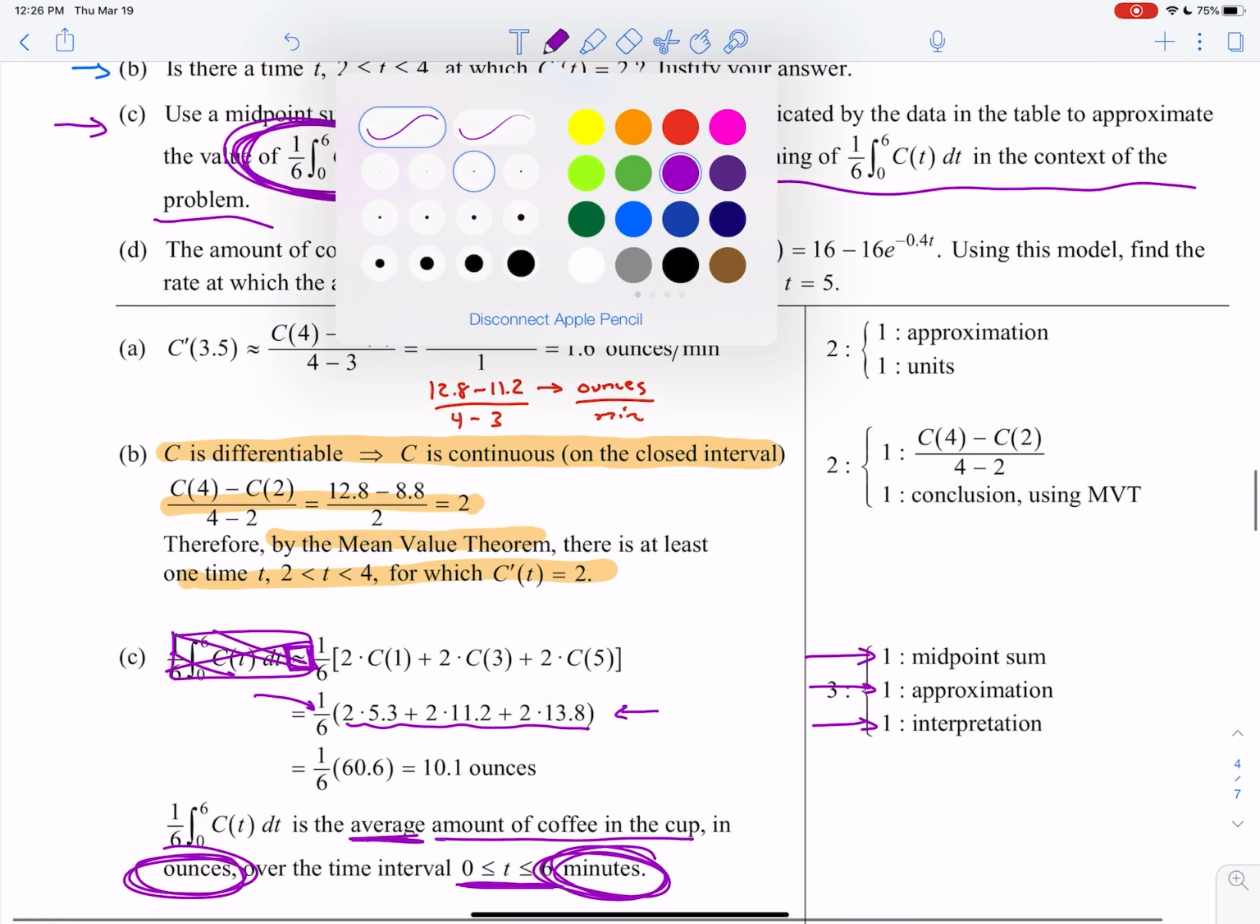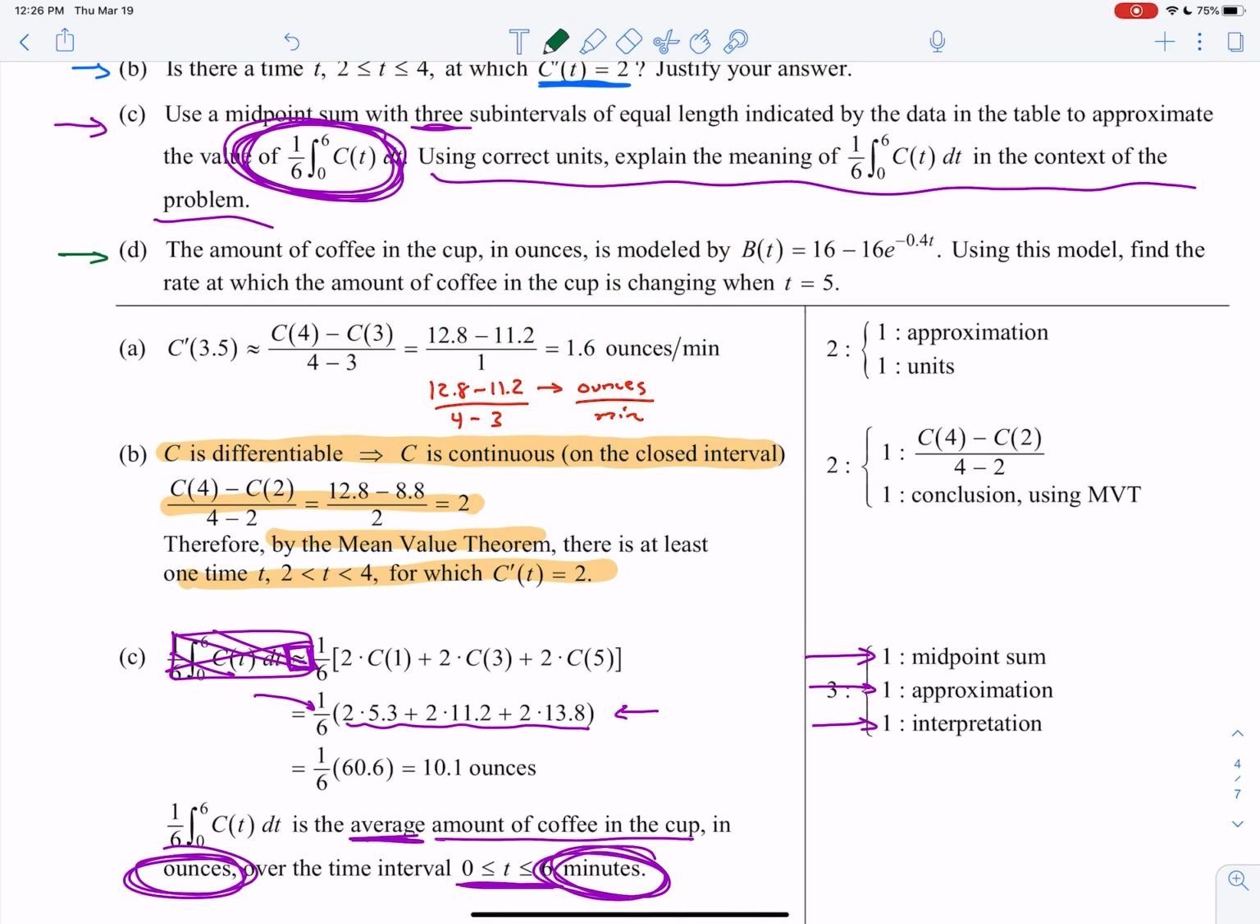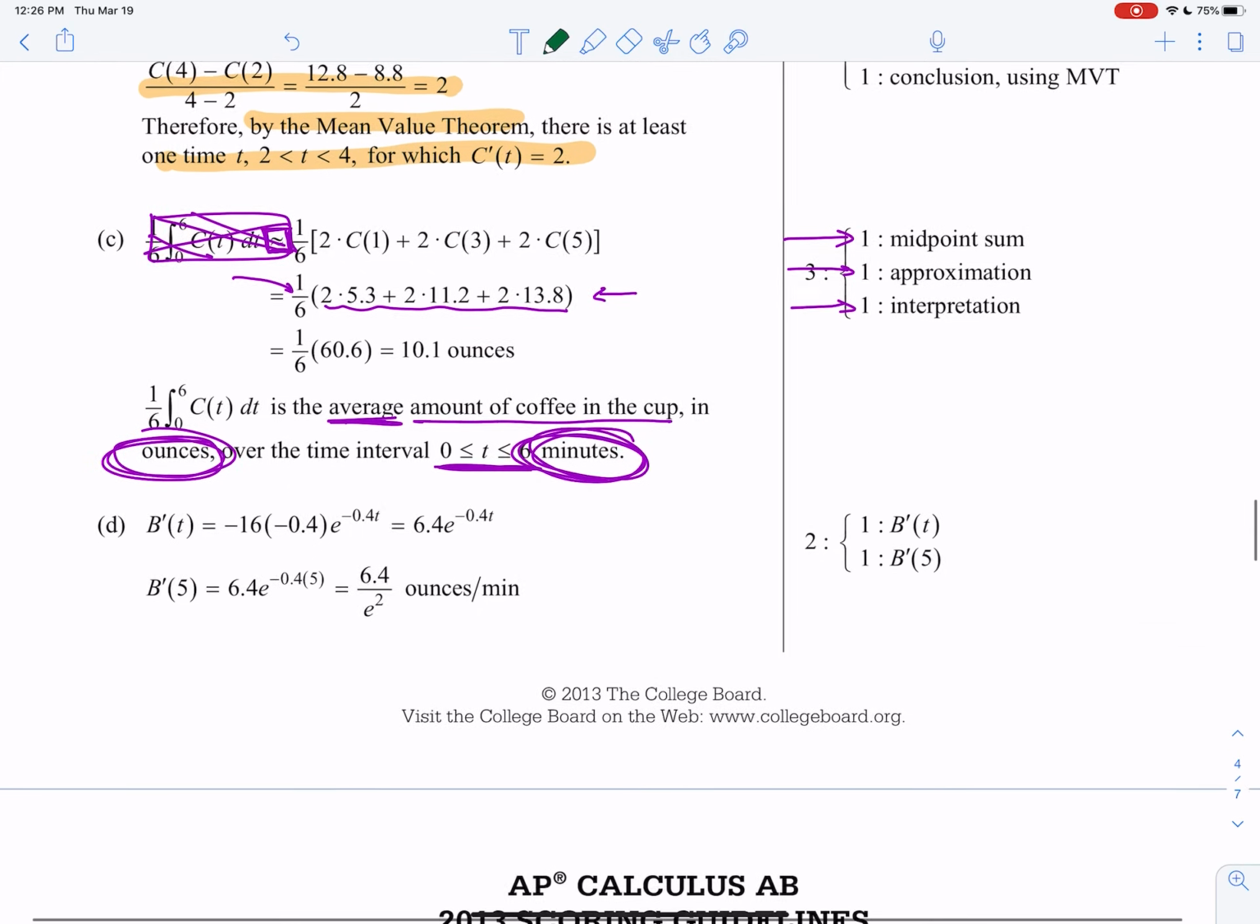Last one. The amount of coffee in the cup is modeled by B of t. So they introduced this new function B of t that represents the amount of coffee in the cup. Using this model, find the rate at which the amount of coffee in the cup is changing when t equals 5. Okay? Rate just means exactly derivative. So you're really just finding b prime of 5.